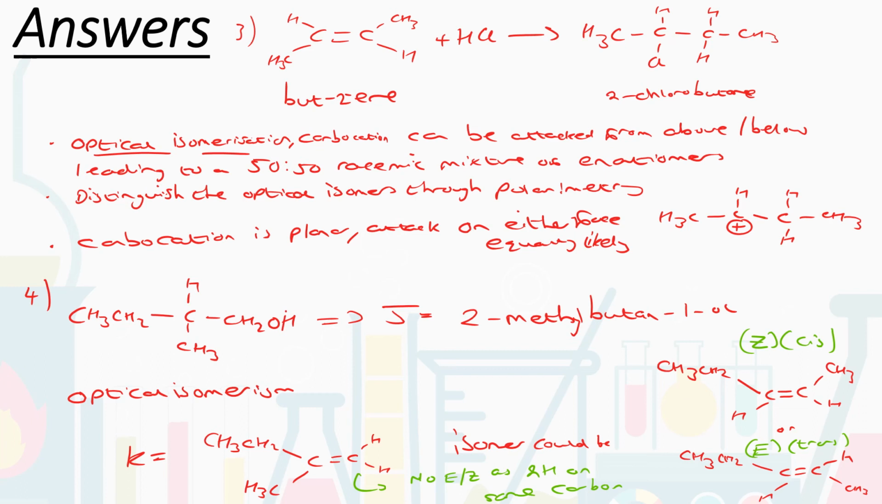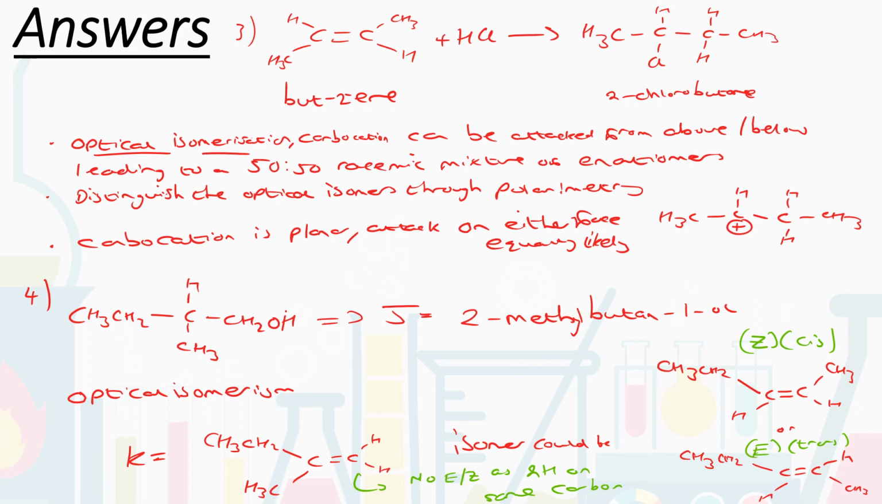And then state how separate samples of the stereoisomers could be distinguished. Well, we distinguish them again. Remember, they have the identical chemical properties. The only way we can distinguish the two enantiomers is through optical polarimetry. We're going to see how they rotate plane polarized light. One will rotate it in one direction, the other will rotate it in the other direction through equal amounts.